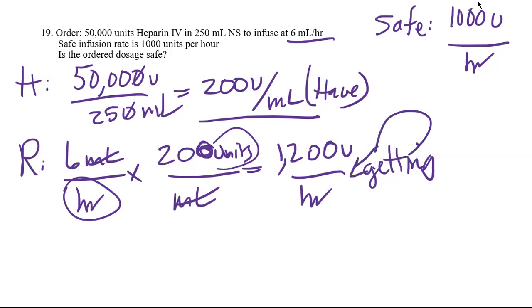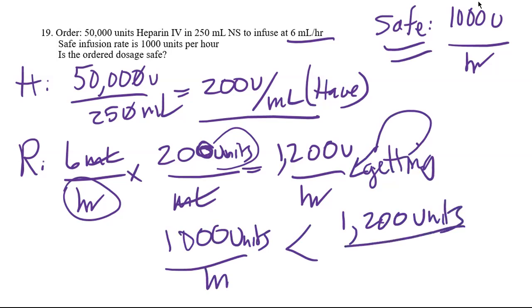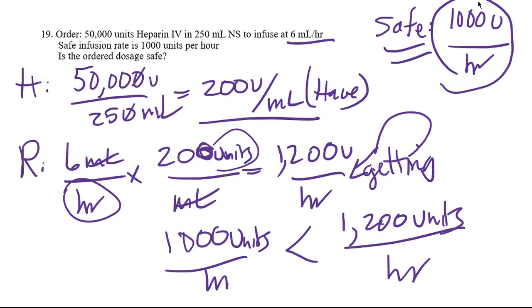Okay, and say this one, that's safe over here. So 1,000 units per hour is less than 1,200 units per hour. And so this is not safe because it's 200 units over. If that's the safe dose, we're actually giving them 200 units per hour too much. So the answer here is going to be no. All right, it's not safe.